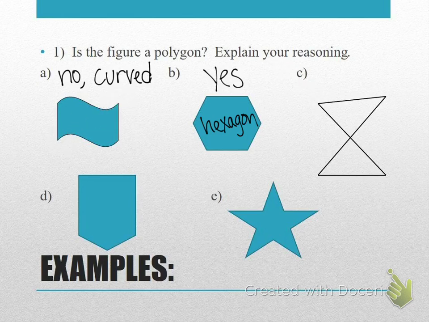Letter C, I think you have to draw that one in. Is that one a polygon? No, why not? Okay, it intersects or overlaps, crisscrosses. Now, if we were to kind of cut it right there in the middle, this would be two separate triangles, but when it's put all together like that, it is not considered a polygon anymore.